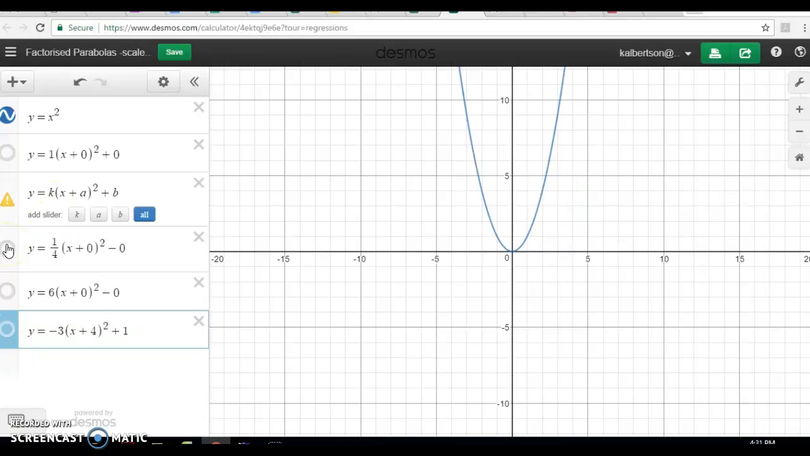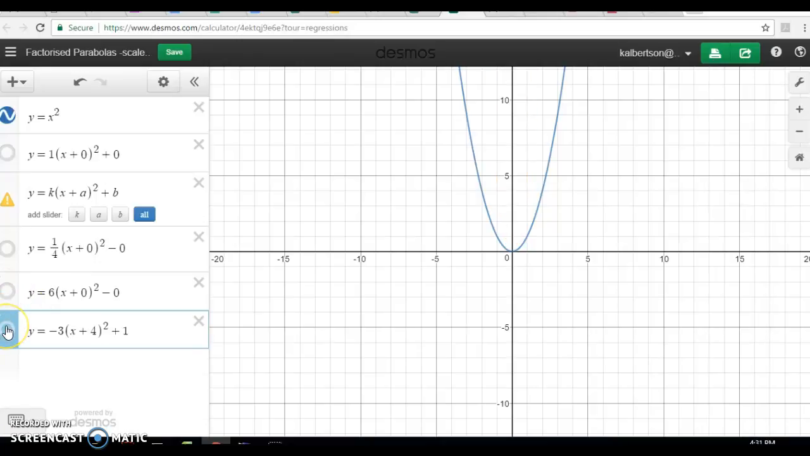Let's have a look and see what happens when instead of a fraction, we use a bigger number than 1. Here I'm going to use 6. Okay, what do you think will happen here? Let's have a look. Were you right? Did you guess that it would get skinnier? So instead of the point x is 1, y is 1, we have the point x is 1, y is 6. So when we use a scale factor larger than 1, our parabola becomes a lot taller and skinnier.